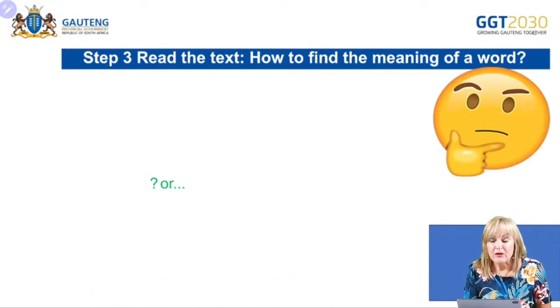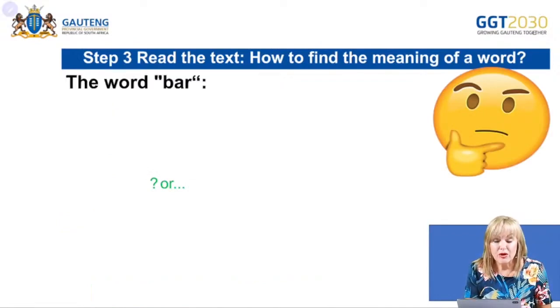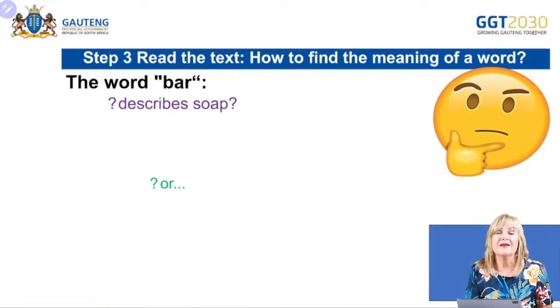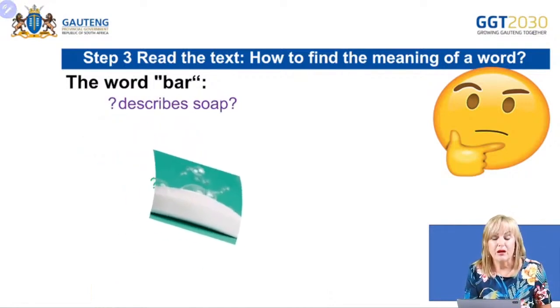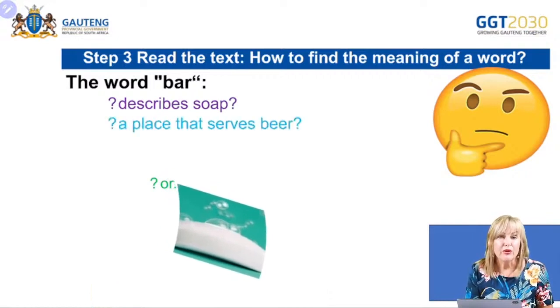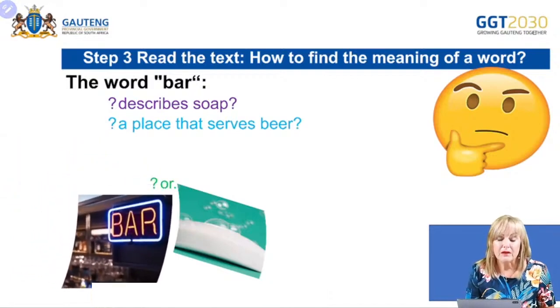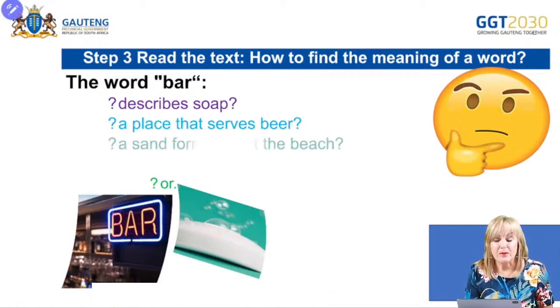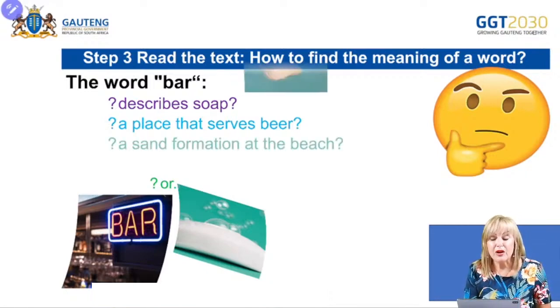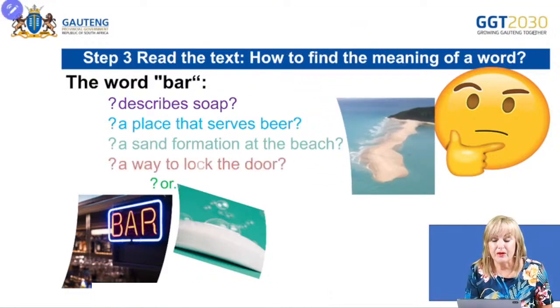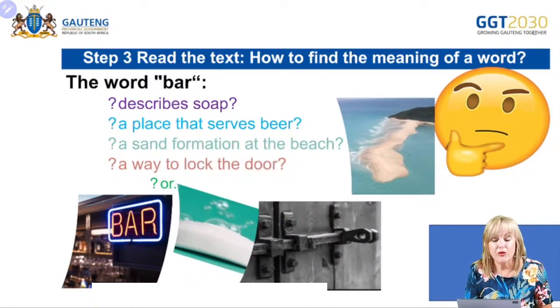How do you also find the meaning of a word? Another way, if you're not sure, let's look, for example, at the word bar. Now the word bar could describe soap, like a bar of soap. Or it can be a place that serves beer, a bar. I think in the townships they call it a shebeen, but you also get a bar. That's a place that serves beer. It can also mean the sand formation at the beach, like that picture. Or it could be a bar you use to lock a door.